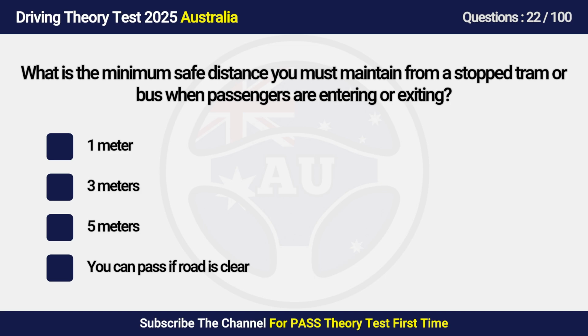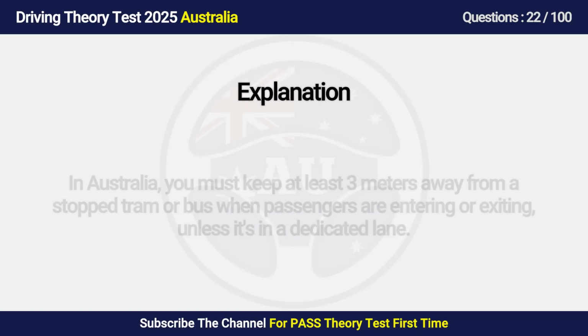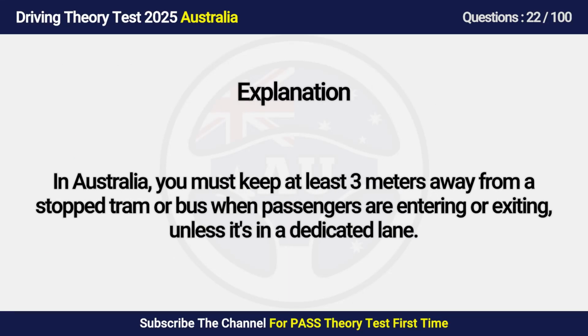B. 3 meters. C. 5 meters. D. You can pass if road is clear. Answer is B. 3 meters. In Australia, you must keep at least 3 meters away from a stopped tram or bus when passengers are entering or exiting, unless it's in a dedicated lane.